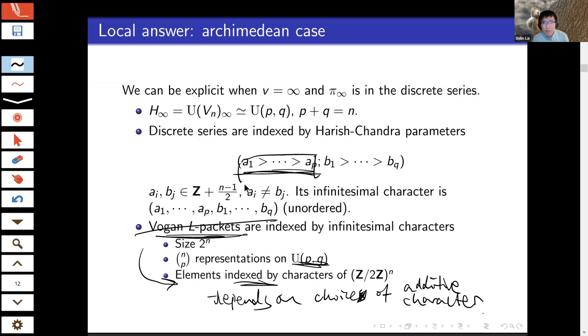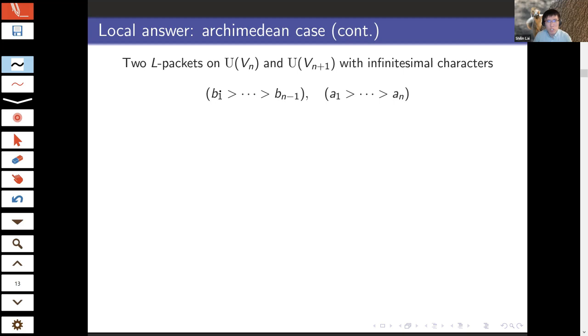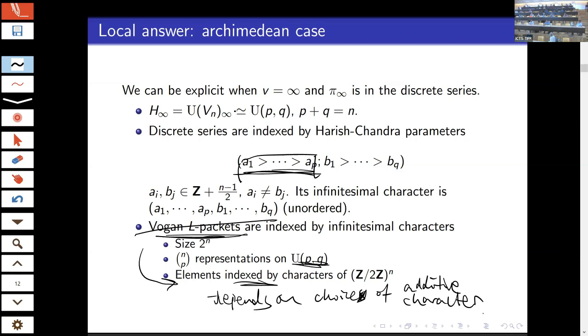Now we have two L-packets, one for each additive character of C. Yes, because we are in the Archimedean place, basically you need to decide. It's determined up to the action of R cross. So there are exactly two choices up to that. There are two classes of choices you can make.